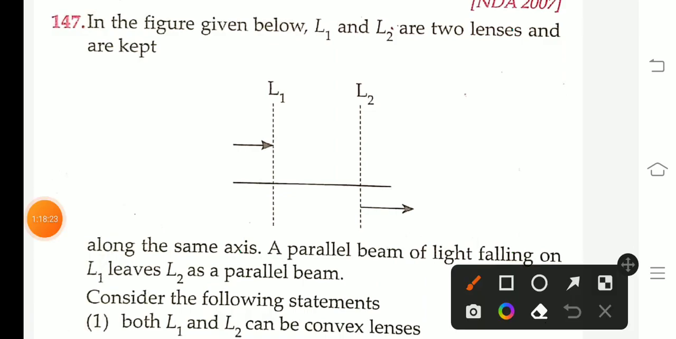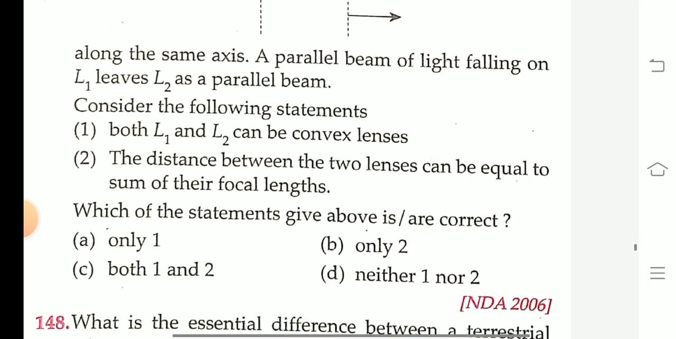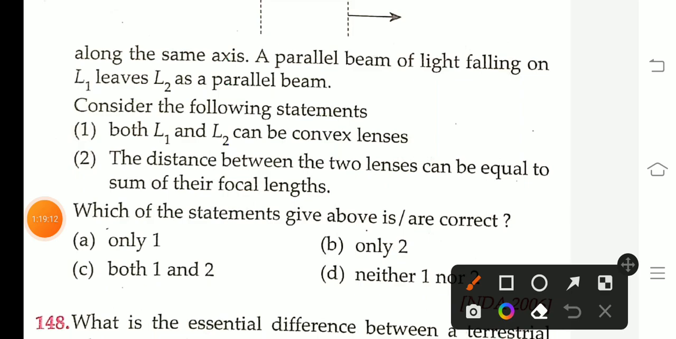Next, in the figure given below, L1 and L2 are two lenses kept along the same axis. A parallel beam of light falling on L1 leaves L2 as a parallel beam. Consider the following statements. 1. Both L1 and L2 can be convex lens. 2. The distance between the lenses can be equal to the sum of their focal lengths. Which of the statements given above is/are correct? Right answer will be option C. Both 1 and 2 are correct.